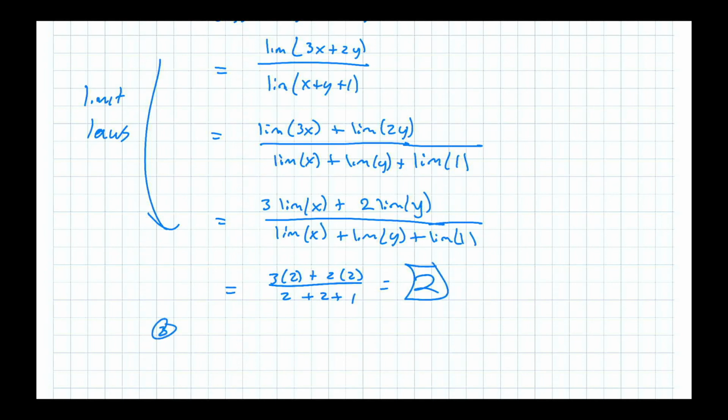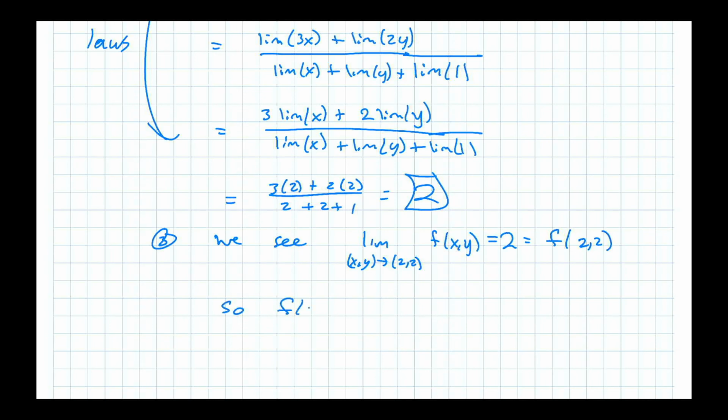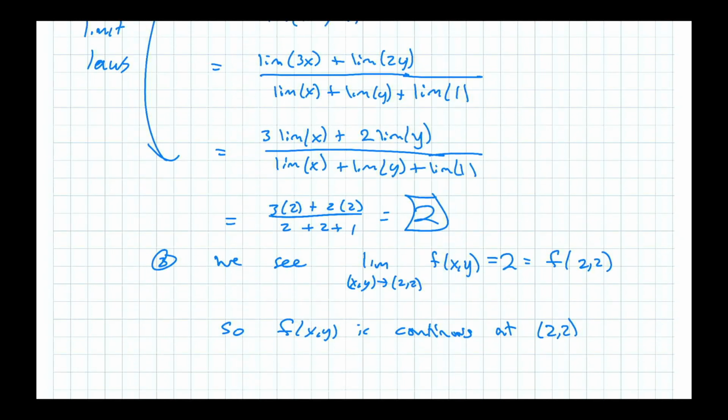All right. And then you say, we got the same answer twice. We see the limit as (x,y) approaches (2,2) of f(x,y) equals 2, but that's also what f(2,2) was. So we're done. So f(x,y) is continuous, not on, at (2,2). Okay, so you're not really going to be doing a lot where you prove continuity or anything, because it does kind of boil down to things like polynomials are continuous and so on.